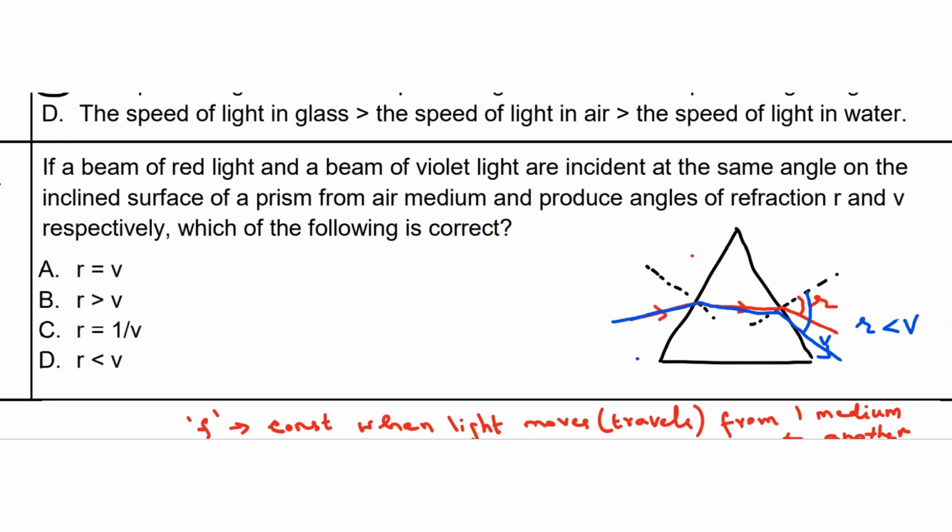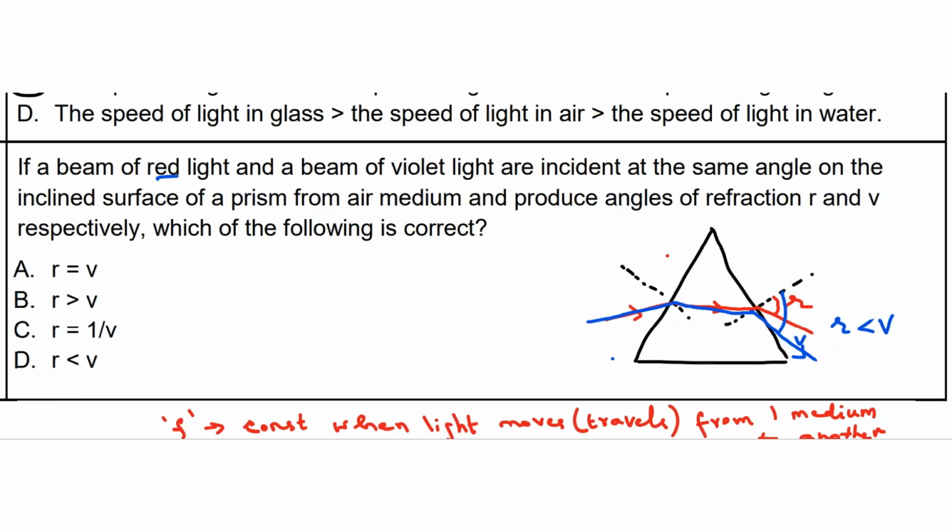Question number 21. If a beam of red light and a beam of violet light are incident at the same angle on the inclined surface of a prism from the air medium and produce angles of refraction r and v respectively, which of the following is correct? Okay, so they have given two different colors. They have not given white light. Here they have given monochromatic light sources, red and violet separately. Both have the same angle of incidence. So the angle of incidence for the red color is the same as that for the violet color.